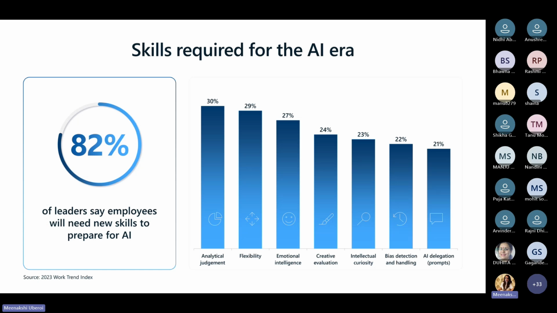How skills required in the AI era are changing, this has, I think, often been asked. But here's the 2023 Work Trend Index, which says 82% of leaders say employees will need new skills to prepare for AI, which are analytical judgment. Now, why did I bring this data over here? It is because we are the deliverers of tomorrow. In our classes sit the students of tomorrow, the workforce of tomorrow.